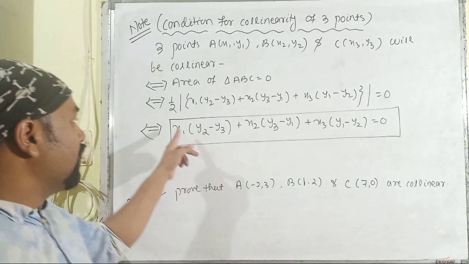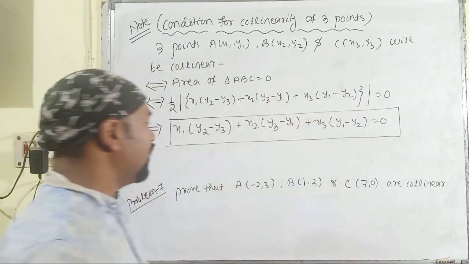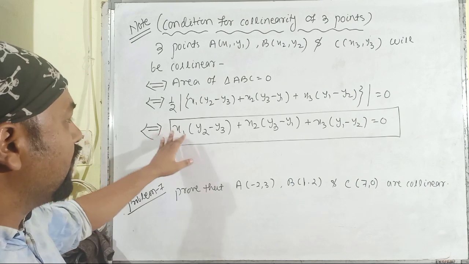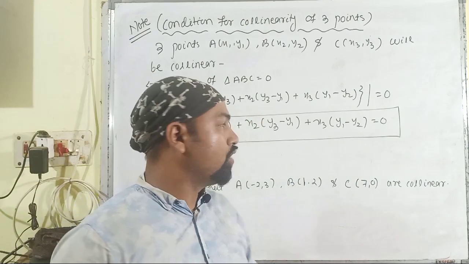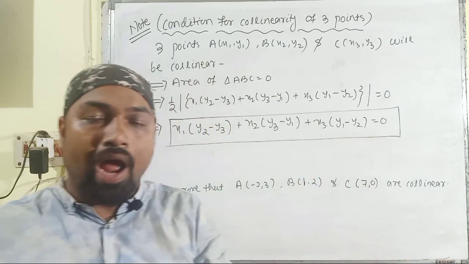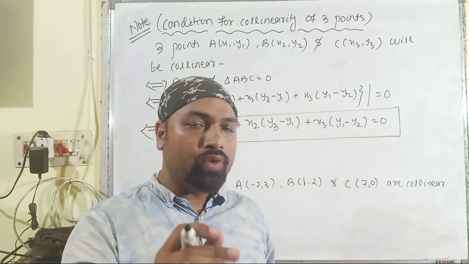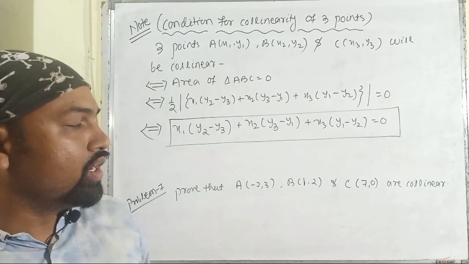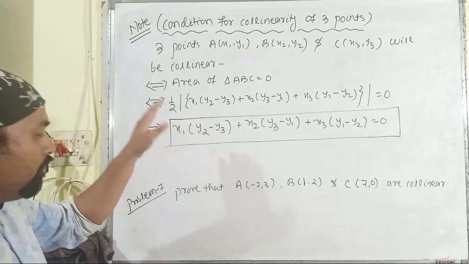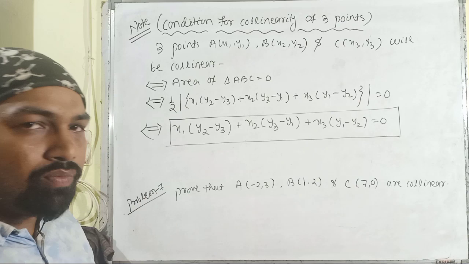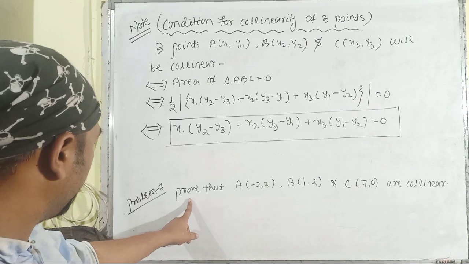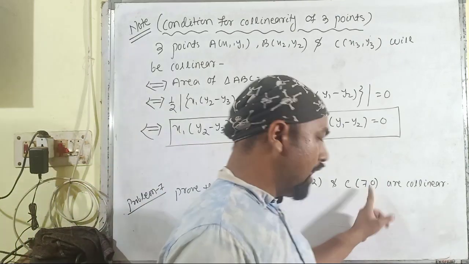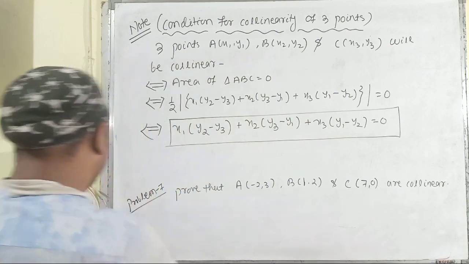Then by shifting this half to the right hand side and removing the modulus symbol, we have x1 into (y2 minus y3) plus x2 into (y3 minus y1) plus x3 into (y1 minus y2) is equal to 0, and this is the necessary condition which we have to use to prove that any 3 given points are collinear. So by using this condition, let us solve problem number 7. In problem number 7, it has been given: prove that A (minus 2, 3), B (1, 2) and C (7, 0) are collinear.